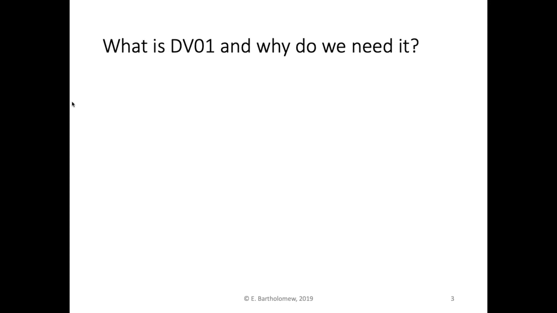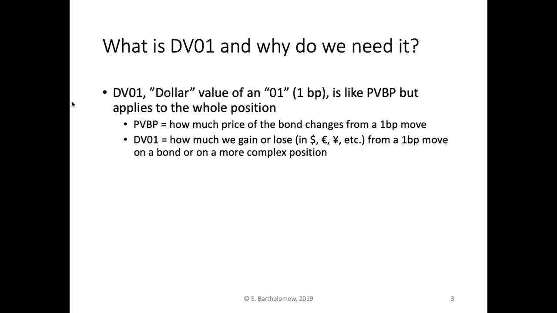So let's start with DV01. What is it and why do we need it? DV01 is the dollar value of 1 basis point, and it's like PVBP, but it applies to the whole position. So remember, PVBP measures how much price changes for a 1 basis point move. DV01 measures how much we gain or lose in dollar, euro, yen, or other currency terms from a 1 basis point move on a bond or more complex position.